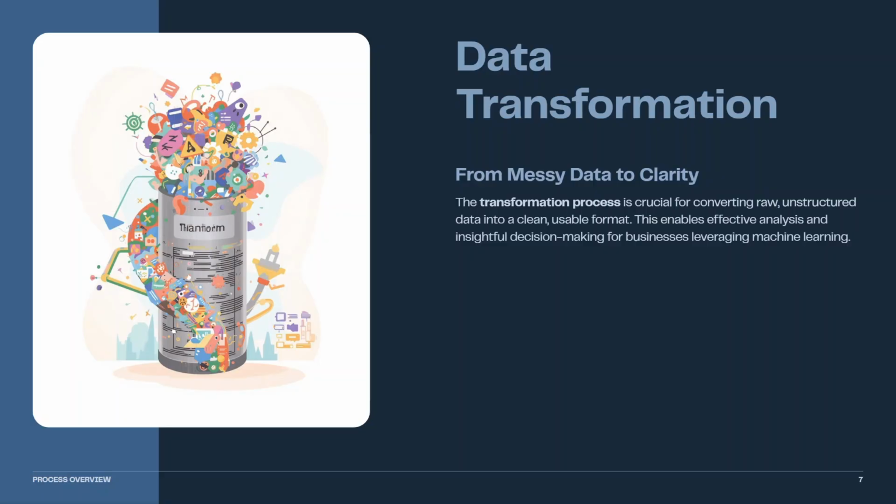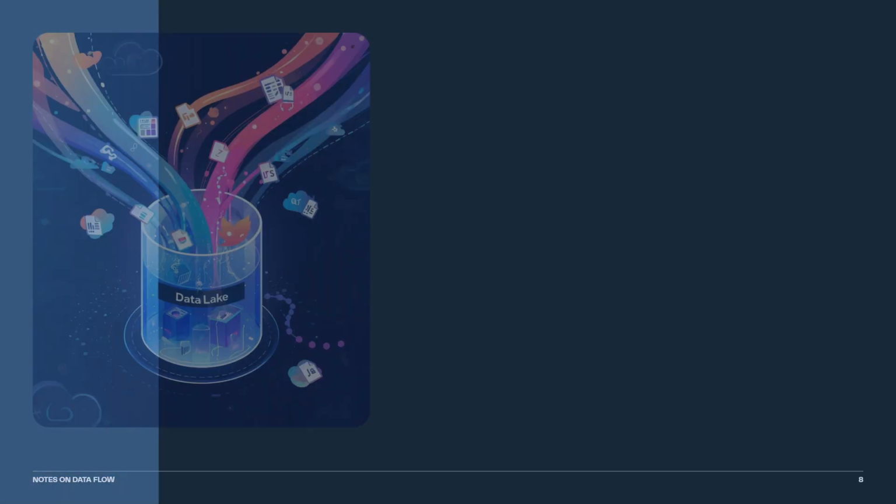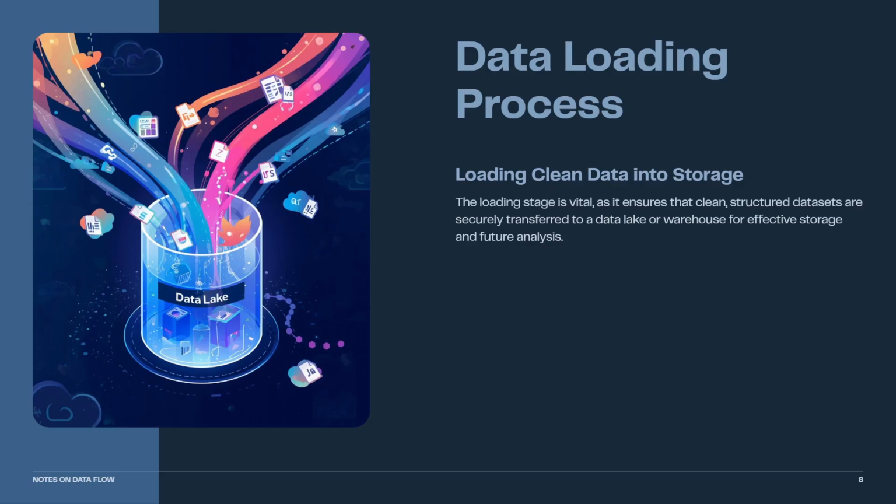Next, the transform step. Here we clean, normalize, and reformat data, fix missing values, correct inconsistencies, and standardize formats. This is where raw data becomes useful data. Finally, we load the transformed data into a central storage system, usually a data warehouse or data lake, from where it's ready for analytics, dashboards, and machine learning.